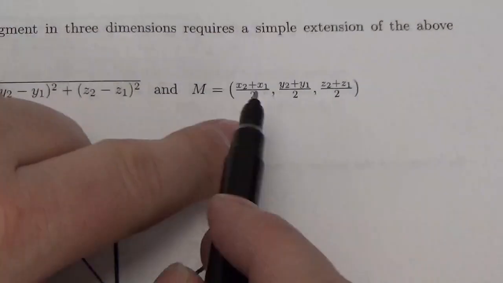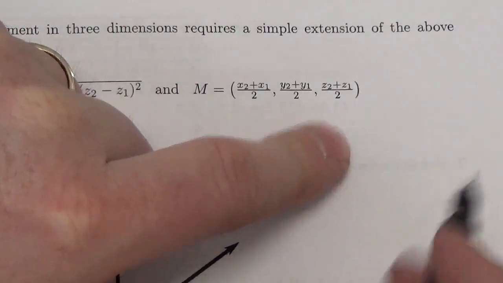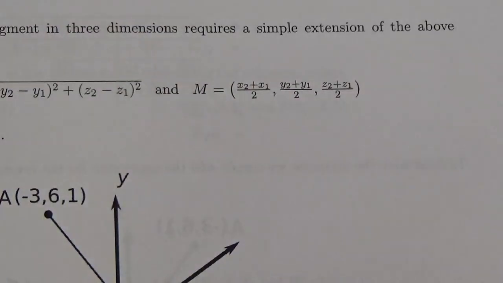Additionally, the midpoint is the average of the x coordinates, the average of the y coordinates, and it's also now the average of the z coordinates. That's all we had to do.